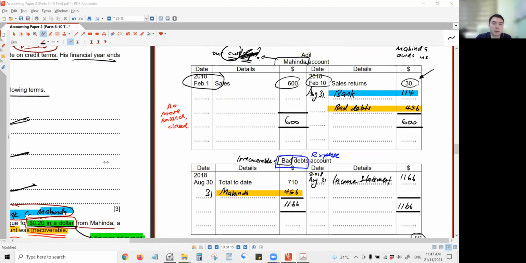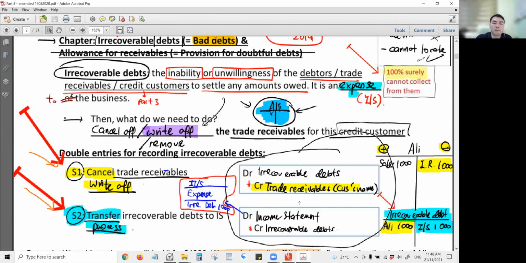Second step for doing irrecoverable debts. I don't think I have to show again. It's here. This is the second step. Second step is the transferring process. Here, yeah, you are right.